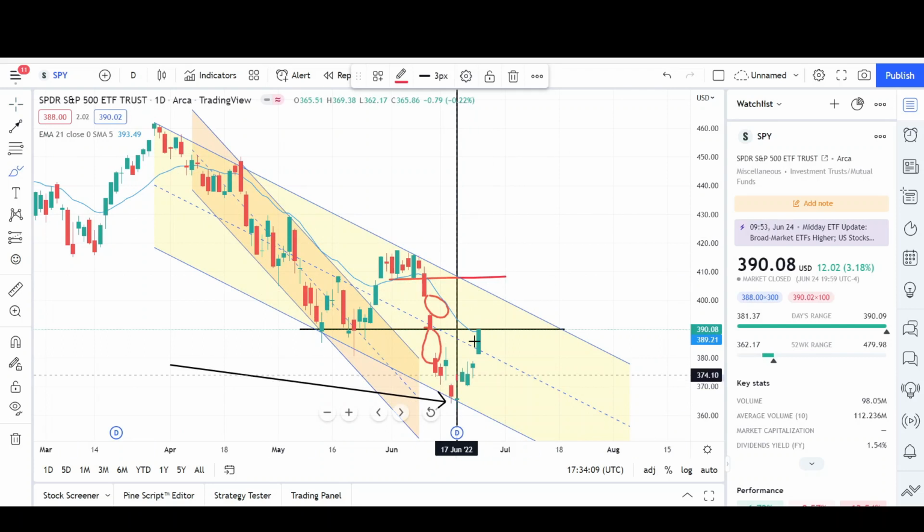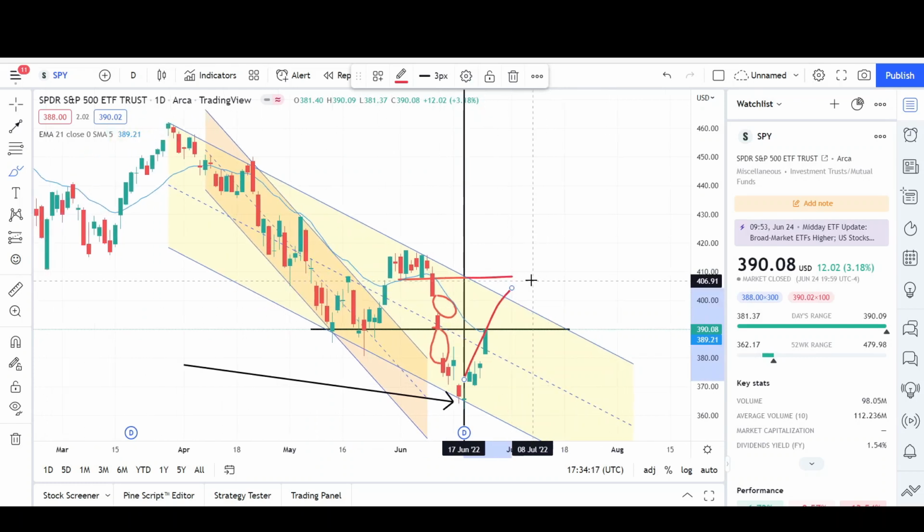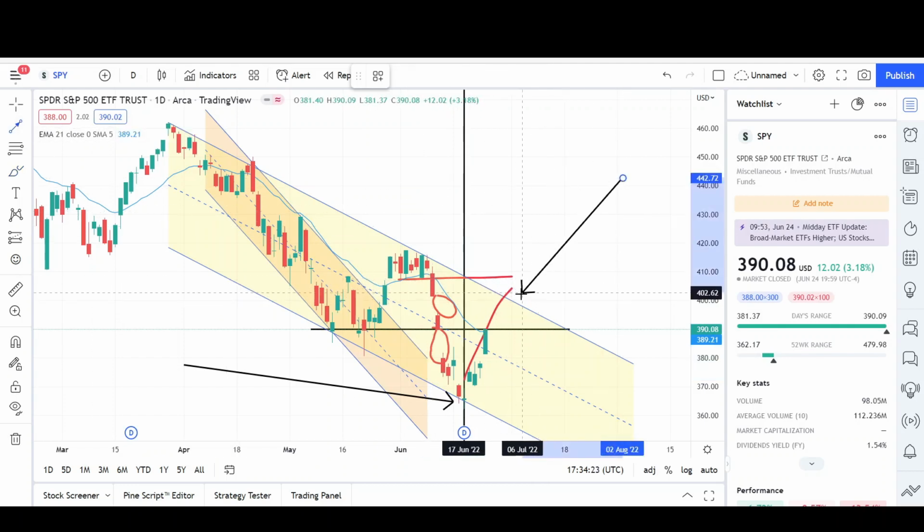So we're working upwards to the resistance side, probably going to be filling in that gap at the 401 level, and maybe even retest that breakout at the 408 level. If the market is not that bullish, we probably won't reach the 408 level, and we could get rejected from the resistance side of the channel.